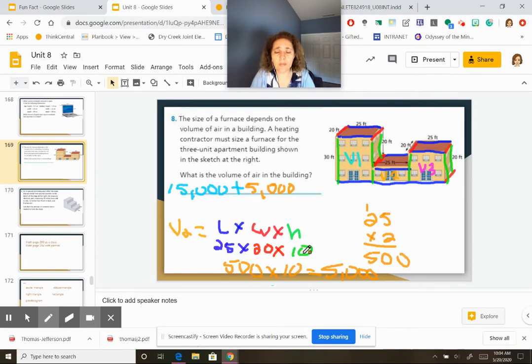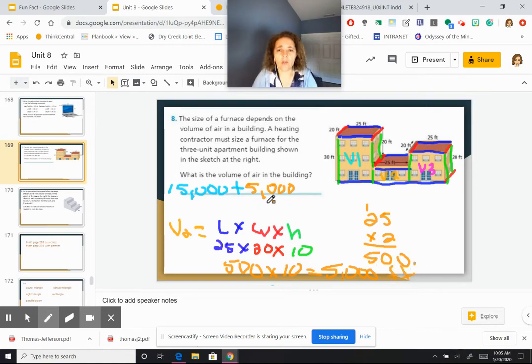And then I got to multiply that by 10. And I know by powers of 10 that I can ignore the 0. So it'd be 500 times 1, which is what? 500 plus the 0 that I ignored. I put it back in, and that gives me 5,000. So volume 2 is equal to 5,000 feet cubed, or cubic feet.